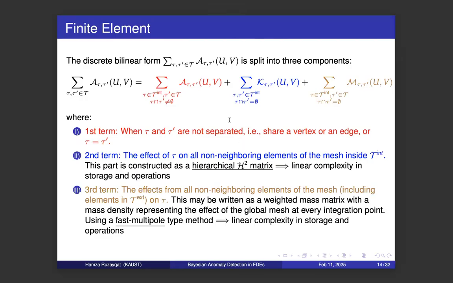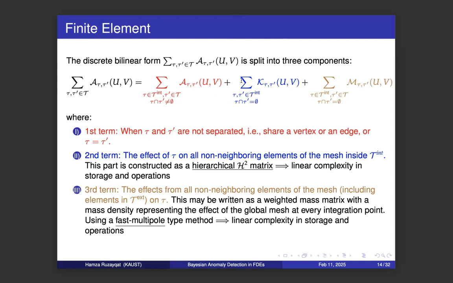We split this bilinear form into three components. The first component is when T belongs to T internal and T' belongs to the whole triangulation T, which is T internal union T external. But T and T' intersect by an edge or by a vertex, or they could be the same. And that's actually going to result in kind of blocks on the diagonal.